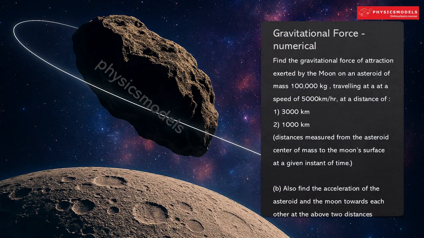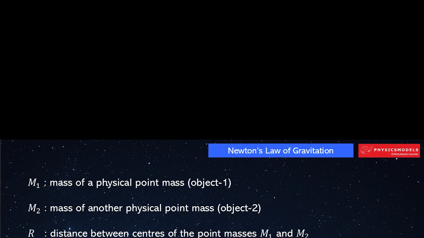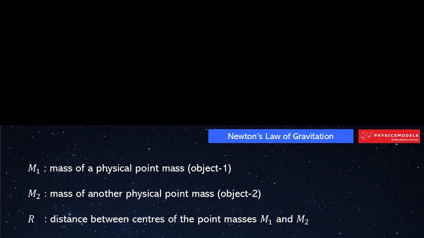Here is a stunning visual of a gigantic asteroid flying on a path close to the moon. In this numerical, we have to find the gravitational force of attraction exerted by the moon on the asteroid at two different distances, and also the acceleration of the asteroid towards the moon and that of the moon towards the asteroid. We take a look now at Newton's law of gravitation.